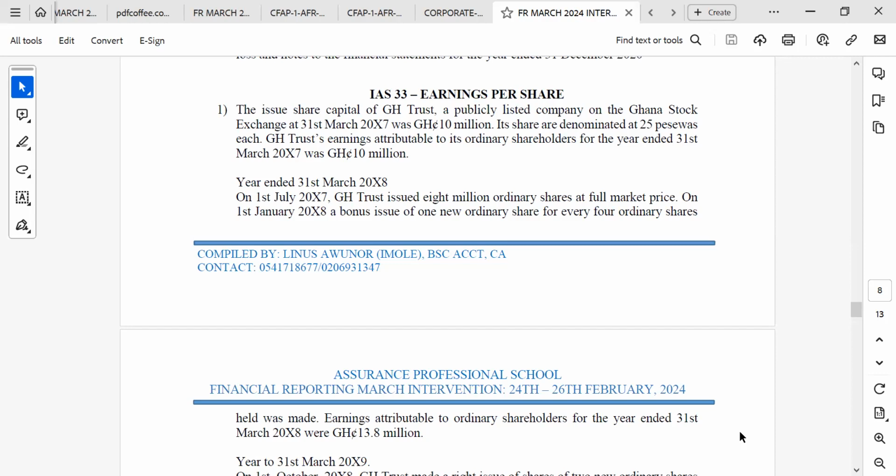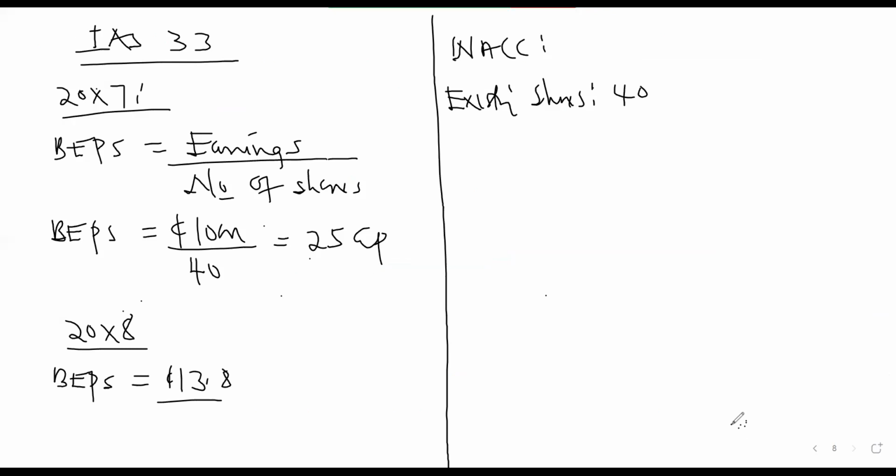Earnings attributable to ordinary shareholders for the year ended 31 March. A bonus issue is not time apportioned, isn't it? A bonus issue is on the existing shares, so we assume that we are changing the results for the company to existing shares. There was a market issue first before the bonus issue. So let's come here. It's very simple. We are going to be having the full market issue. The bonus issue, what is the proportion?